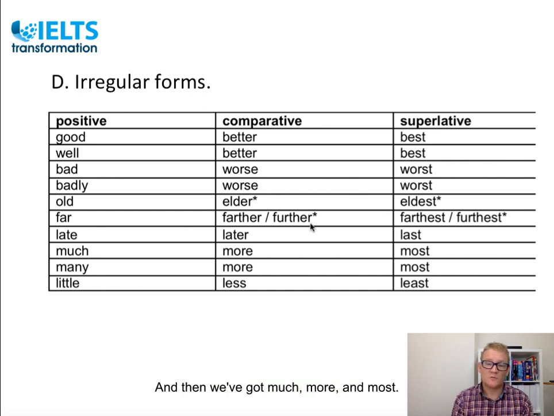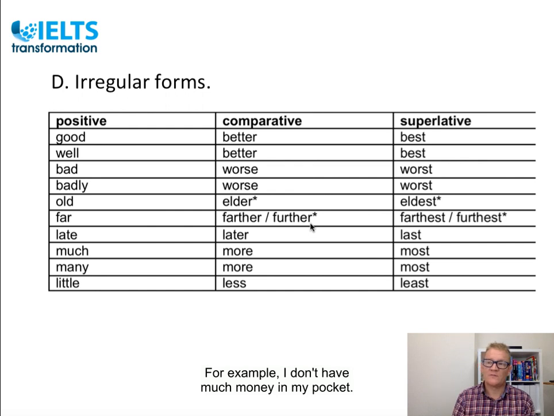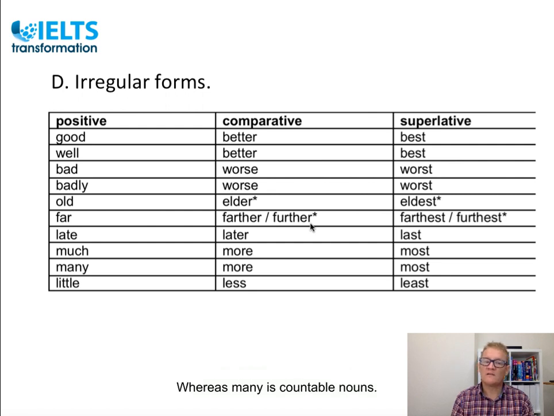And then we've got much, more, and most. Many, more, and most. So much is for uncountable nouns. For example, I don't have much money in my pocket. I have more money in my pocket today than yesterday. Tomorrow I will have the most money in my pocket. Whereas many is countable nouns. I have many pencils. Today I have more pencils than yesterday. Tomorrow I will have the most pencils. So much plus uncountable, many plus countable.